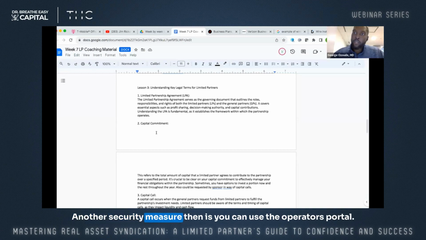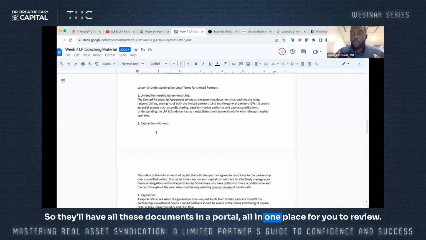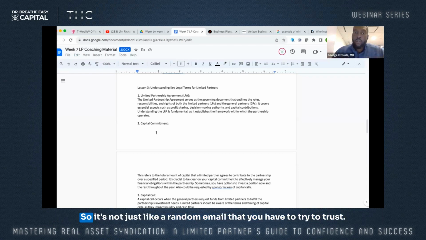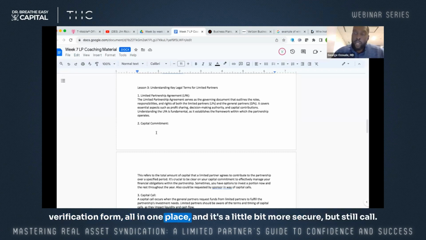Another security measure then is you can use the operator's portal. So they'll have all these documents in a portal all in one place for you to review. So it's not just like a random email that you have to try to trust. You can set up your login to the portal. You can look at all the deals that they're having. And if it's the one you're specifically looking at and you click on it, it should have a list of all the documents, subscription agreement, PPM, wiring instructions, verification form, all in one place, and it's a little bit more secure, but still call.